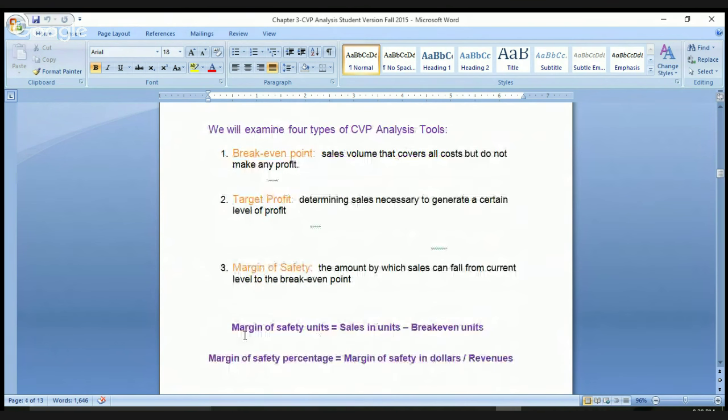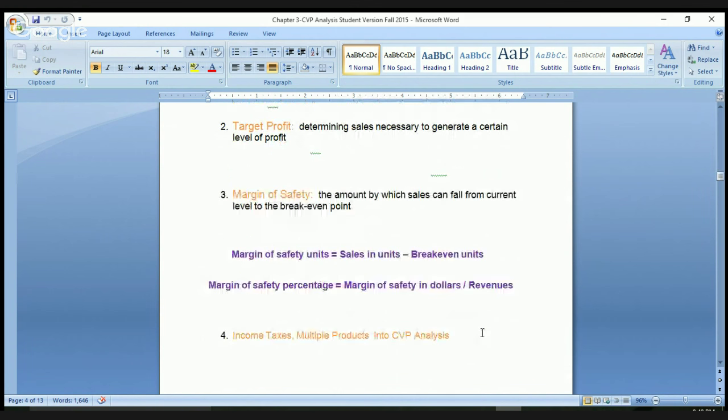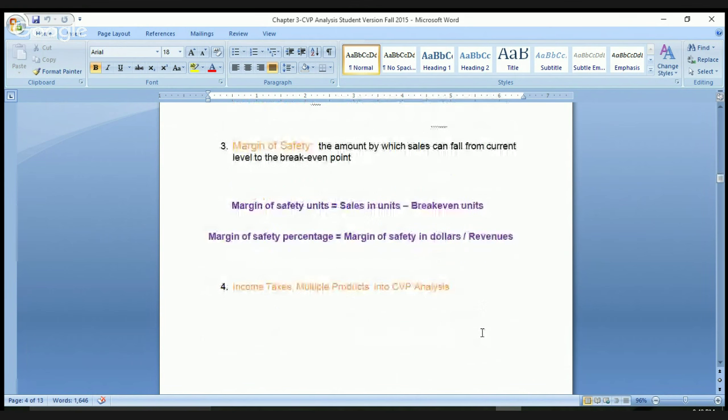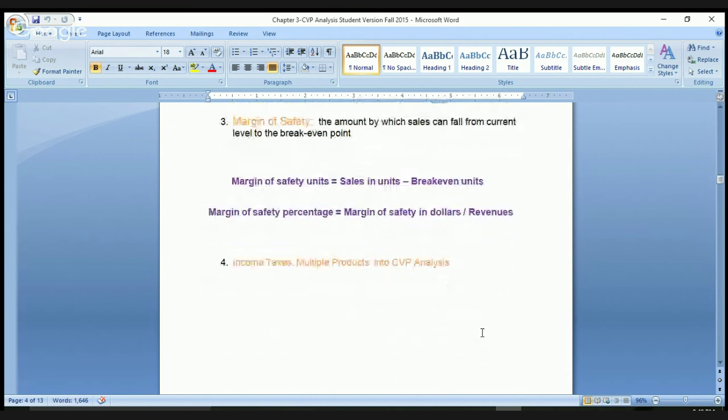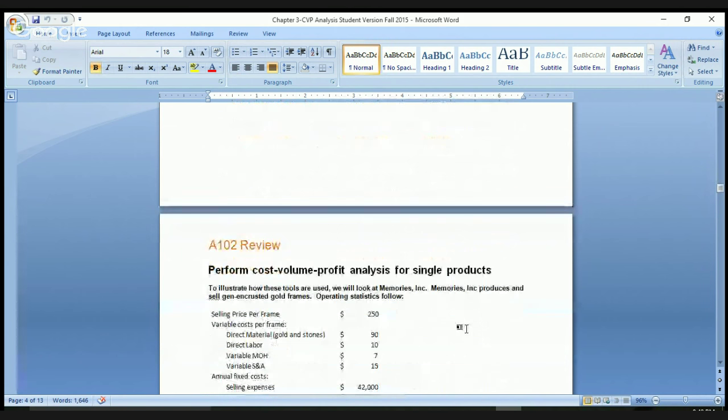So your margin of safety in units would be sales in units minus your break-even units. In this case it is 40 minus 25, which is 15. So I could have a range of 15 below 40 and I'd still be okay in making a profit. Your margin of safety percentage is your margin of safety dollars divided by your revenues. We also talk about the income tax and multiple products for the CVP analysis.